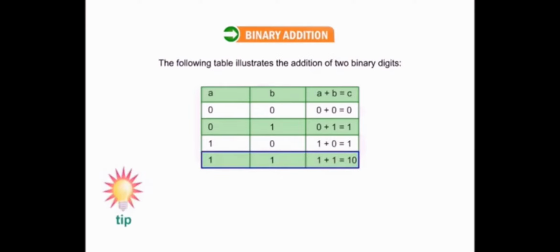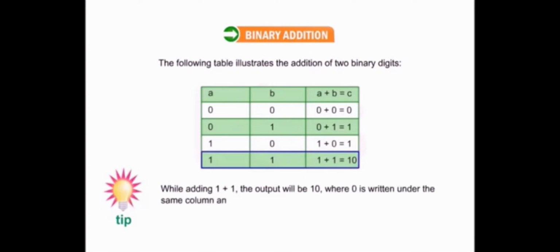Students, now let me share a tip with you. While adding 1 plus 1, the output will be 10, where 0 is written under the same column and carry over 1 is shifted to the next place as it happens in decimal number addition.